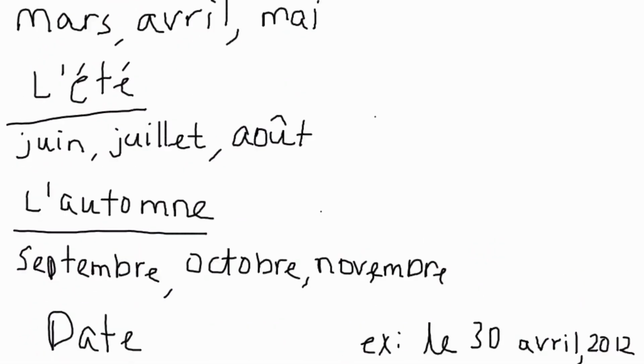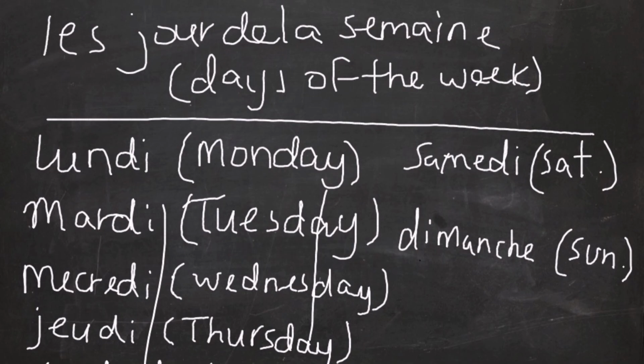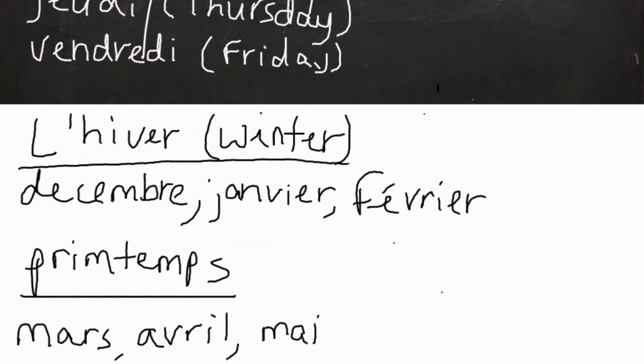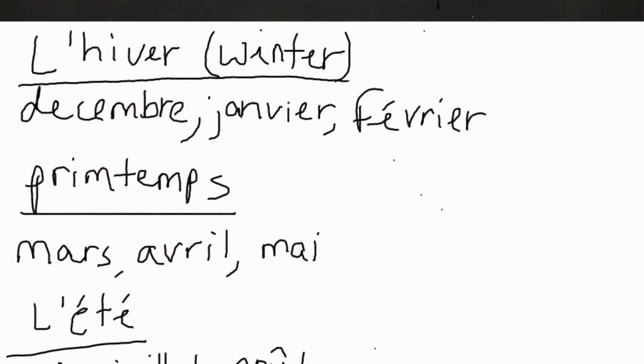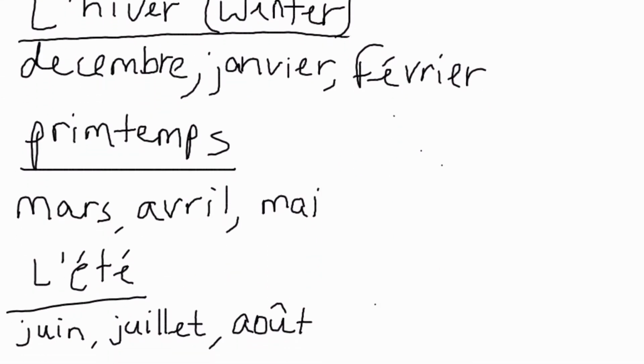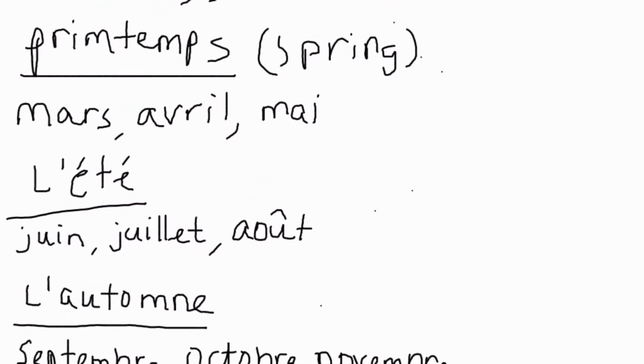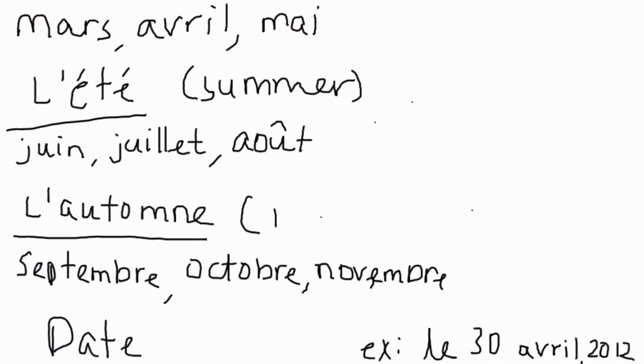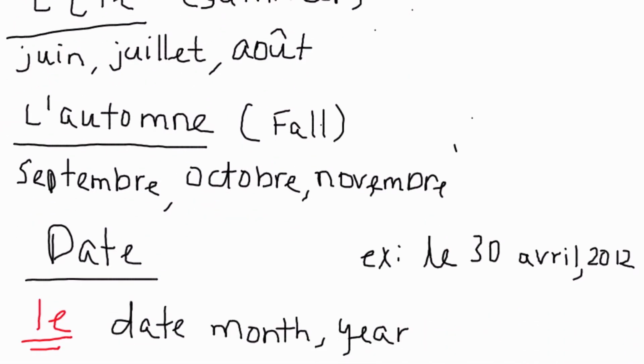So as you could see, we went over les jours de la semaine, the days of the week. Then we did the seasons, which were l'hiver, winter, printemps. Sorry, I forgot to write the definitions on the side. I'm going to do that now. Spring, l'été, summer, and automne, fall. And then we went over how to do the date.